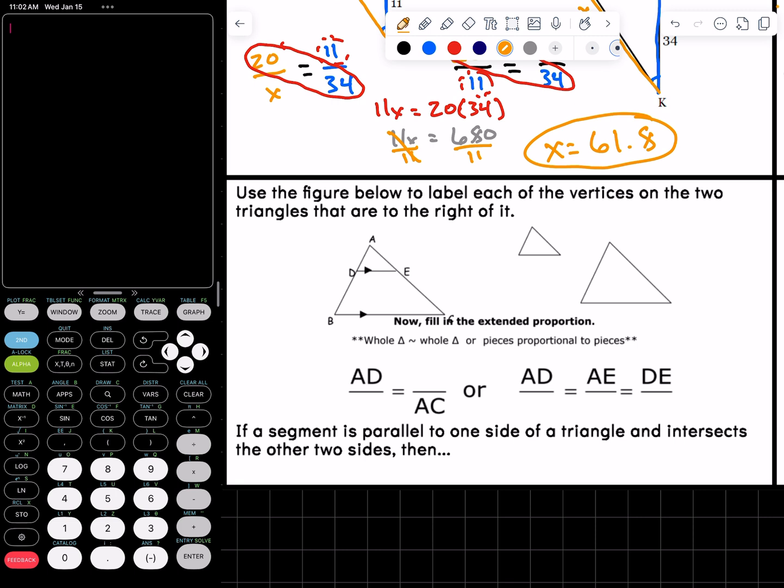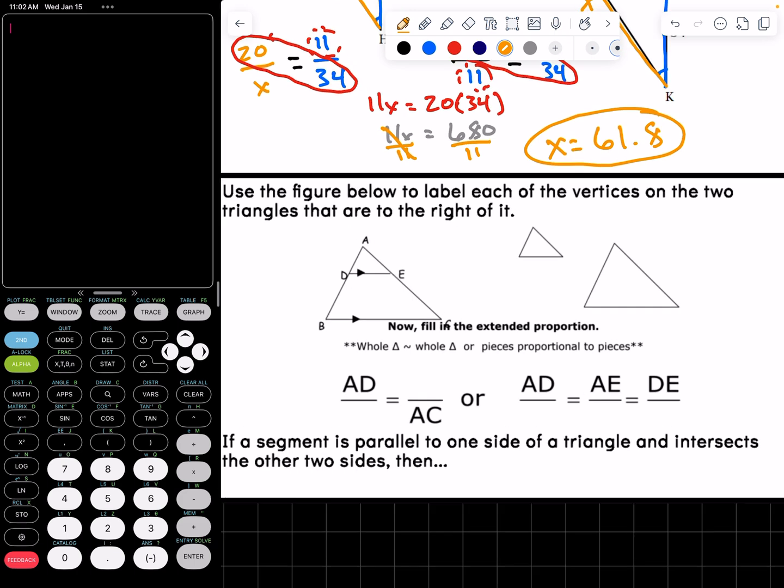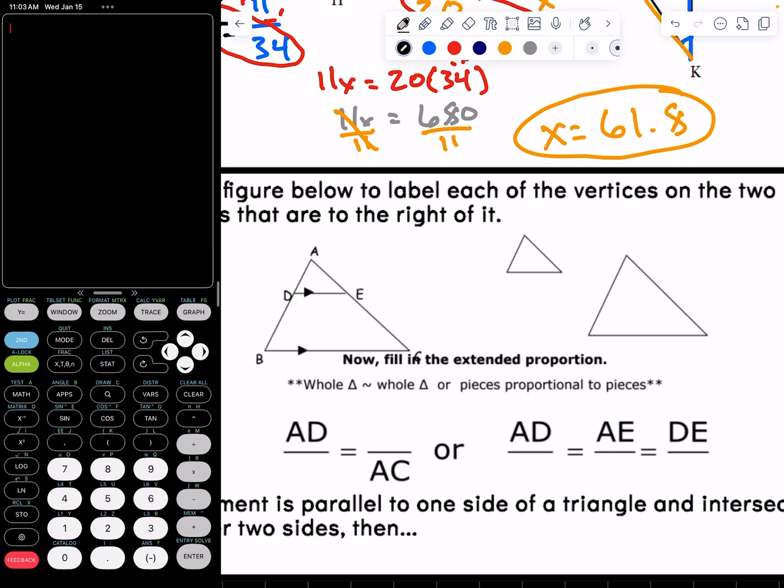So this first one says, use the figure below to label each of the vertices on the two triangles that are to the right of it. So we have triangle A, D, E. We have A, B, and that is a C right down there. So A, D, E, and A, B, C. Now we can go a little bit further. A goes with A, D goes with B, and then E goes with C.